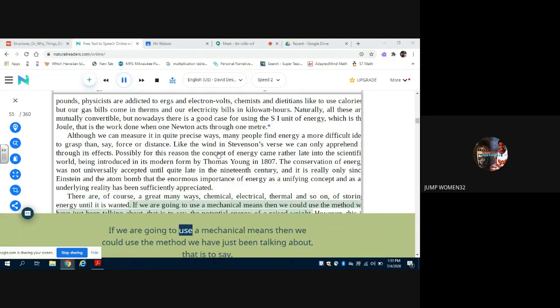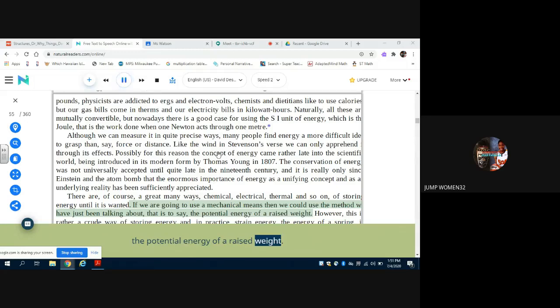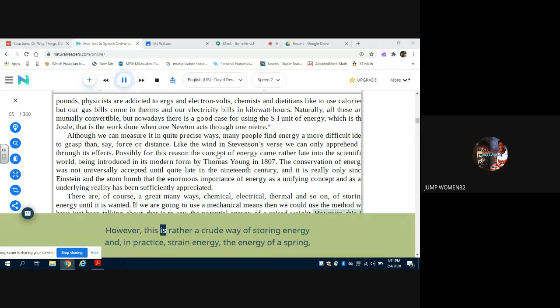If we are going to use a mechanical means, then we could use the method we have just been talking about, that is to say, the potential energy of a raised weight. However, this is rather a crude way of storing energy and, in practice, strain energy, the energy of a spring, is generally more useful and it has much more widespread applications in biology and engineering.